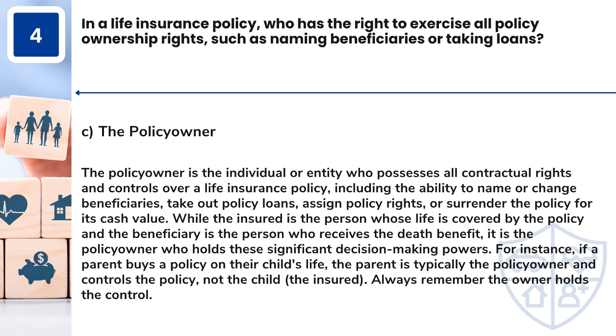For instance, if a parent buys a policy on their child's life, the parent is typically the policy owner and controls the policy, not the child, the insured. Always remember the owner holds the control.